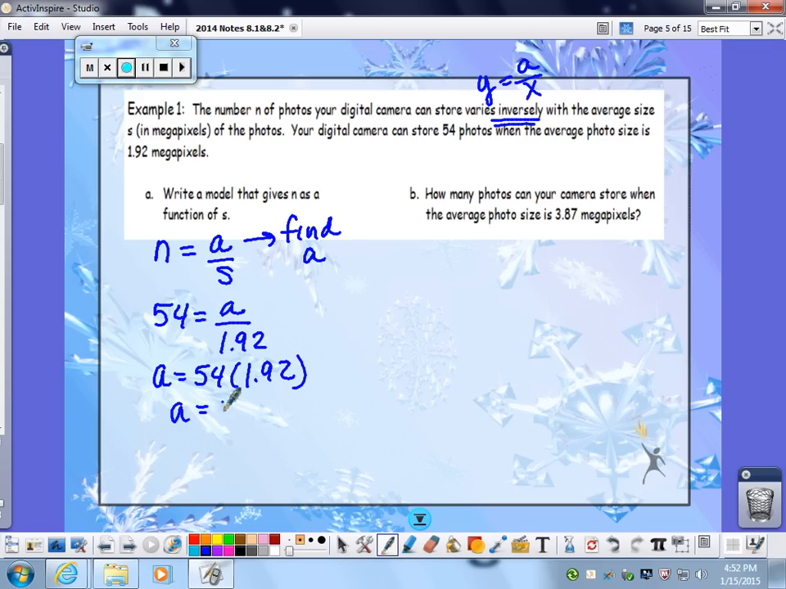So that means our constant of variation is 103.68. All right, we're still not done with this part A yet. We have to write the model. So now we've found the A value, we're going to take this number and plug it back into my original equation. So N is equal to 103.68 over S. That's your model.